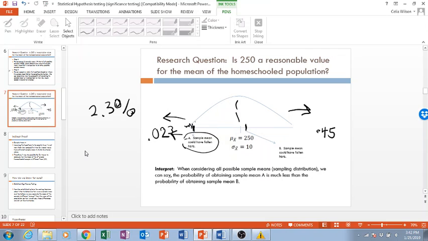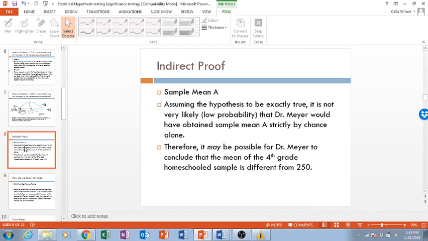So I'm not sure exactly where I left off, but I'll say again that what this example sample mean is telling us is that the probability of Dr. Meyer obtaining the sample mean he obtained, if the hypothesis is true, is really small. Therefore, we're going to conclude that his hypothesis is probably not true. Remember, his hypothesis said that homeschooled students are the same as public school students. So it's this idea of indirect proof.